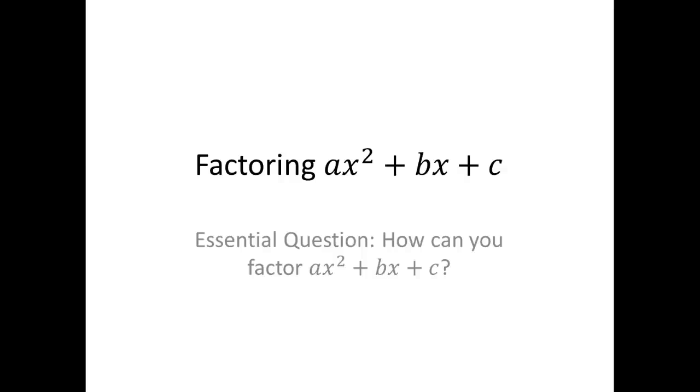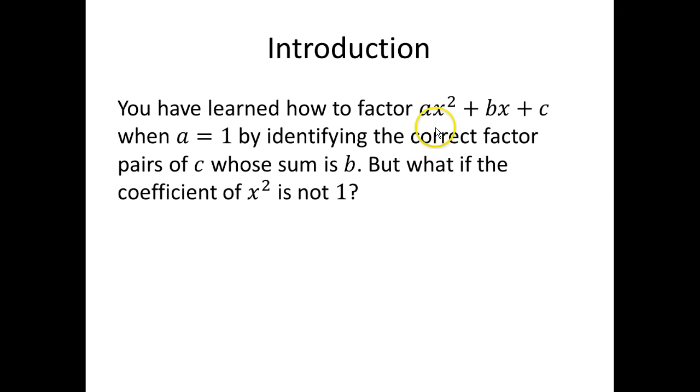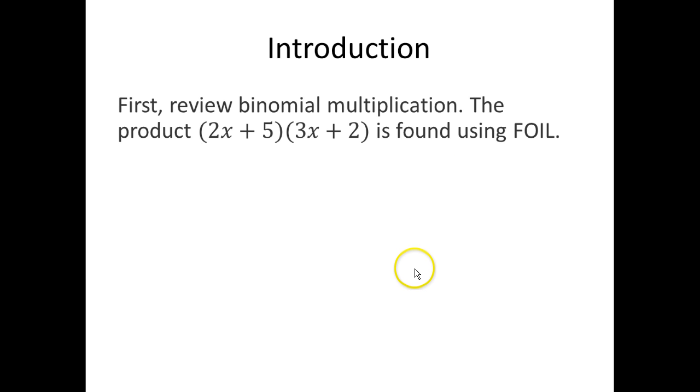In this lesson, we will learn how to factor polynomials of the form ax squared plus bx plus c. We've already learned how to factor polynomials like this when a is equal to 1, because then it just turns into the polynomial x squared plus bx plus c. But we know how to factor such a thing by finding the factor pairs of c whose sum is b. But what if the coefficient of x squared is not 1?